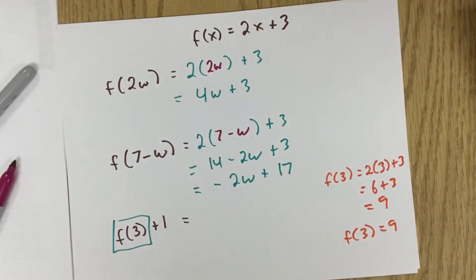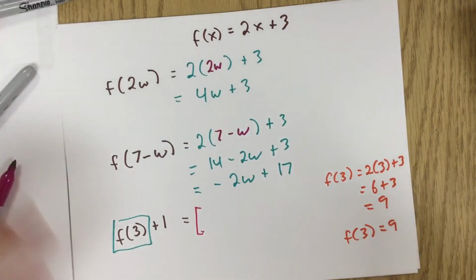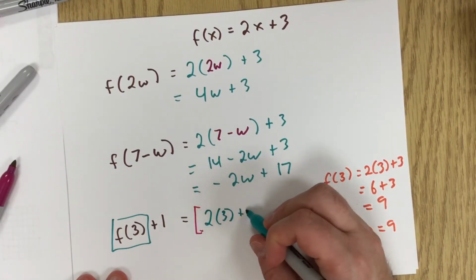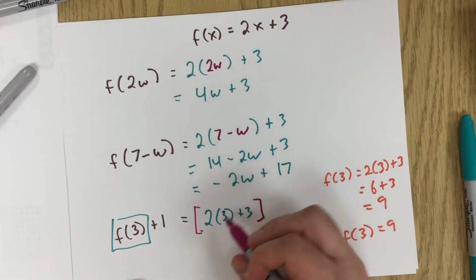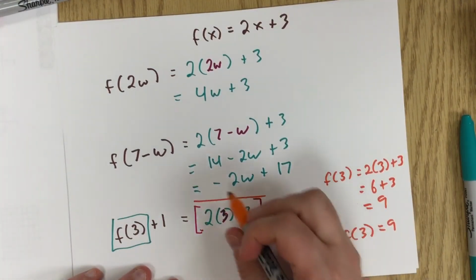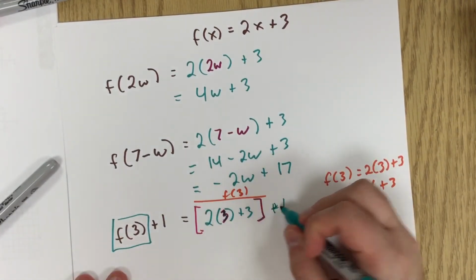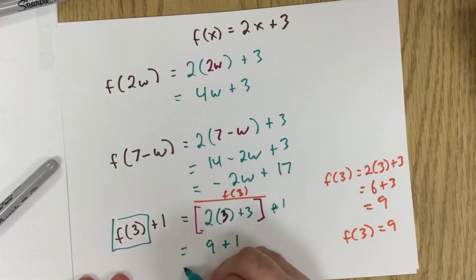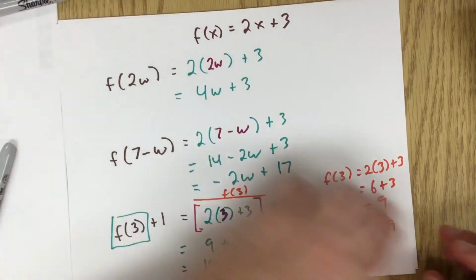Another way of doing it might be to put the f of 3 into a square bracket. So we're going to have 2 times, so that is our f of 3. That should have been a 3. All right, so this part over here, that's the f of 3 part. Plus 1, which is 9 plus 1, which, as we said before, is 10. So f of 3 plus 1 is 10.